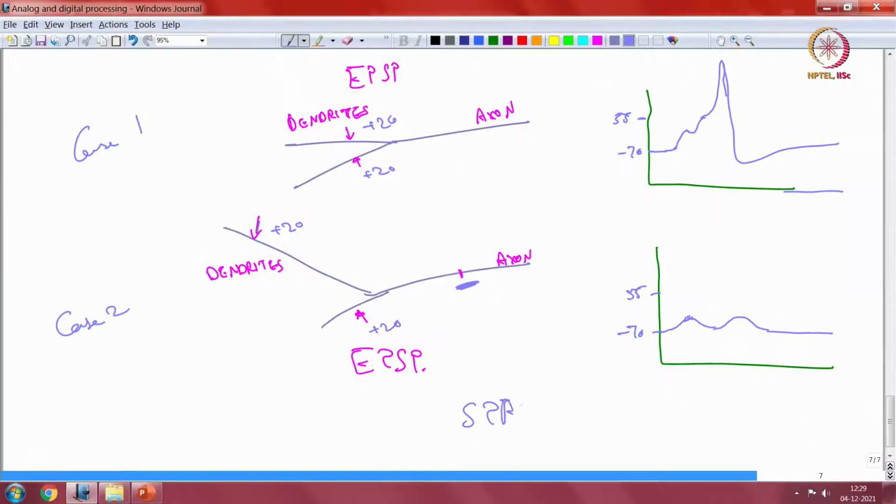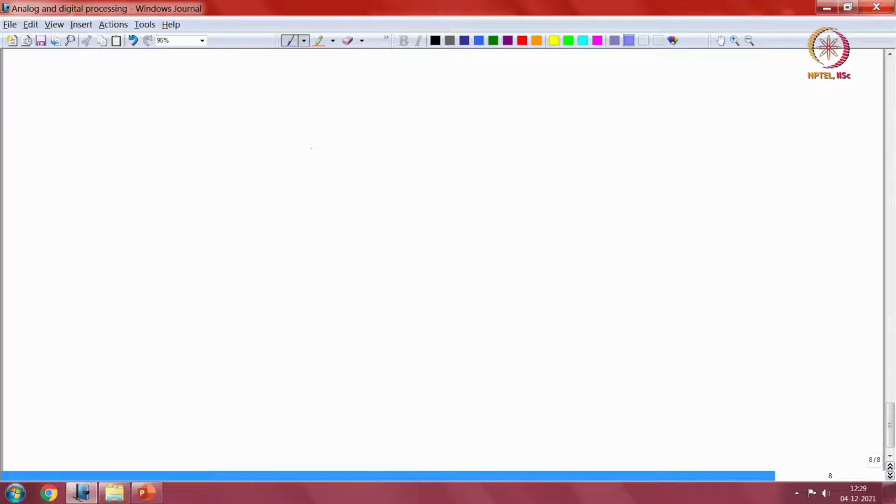This is about spatial summation. We will go into the next one with the same logic to explain temporal summation. Temporal summation is a little easier to explain, because the stimulus here is at similar points, EPSP again.